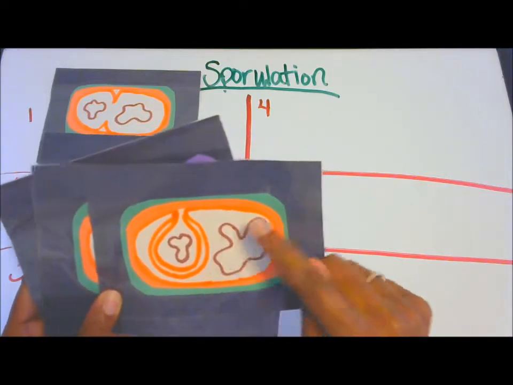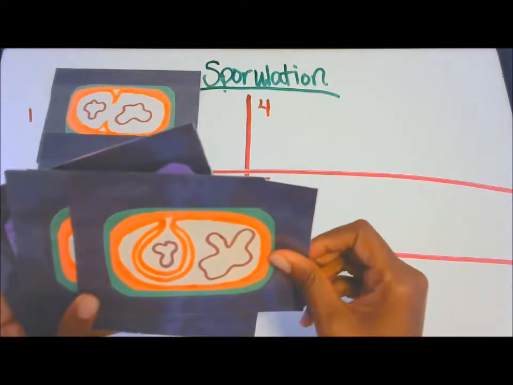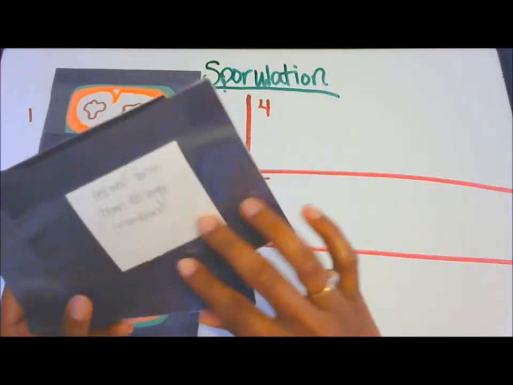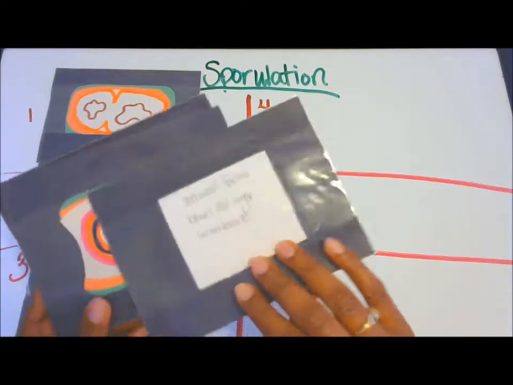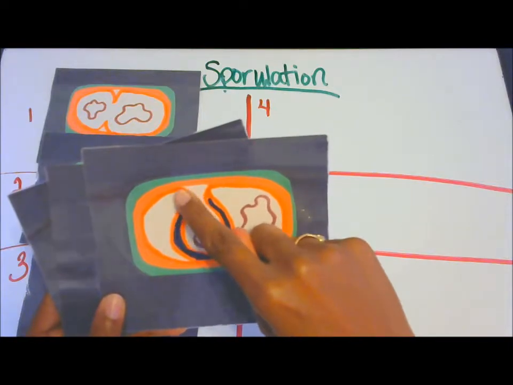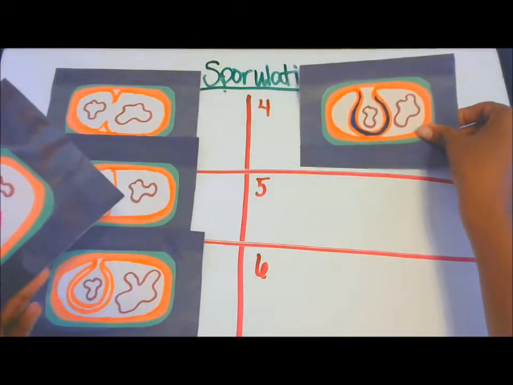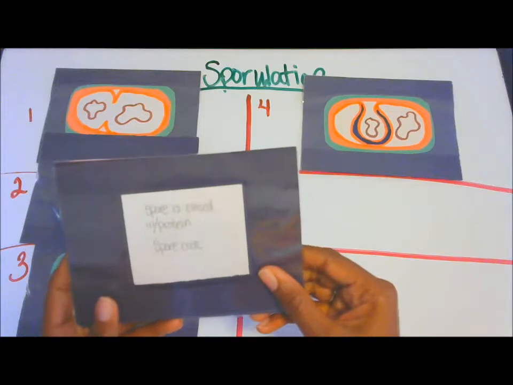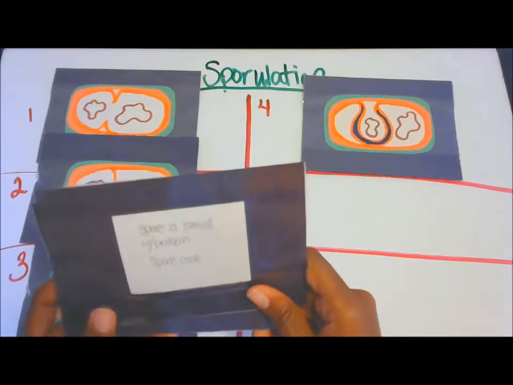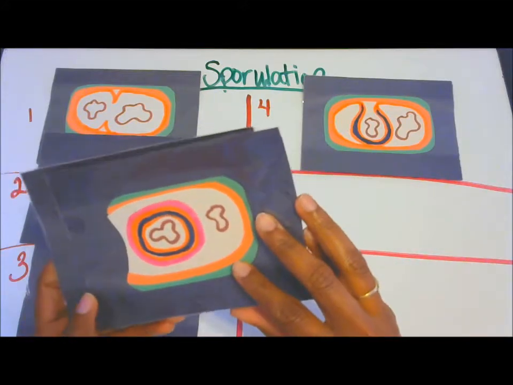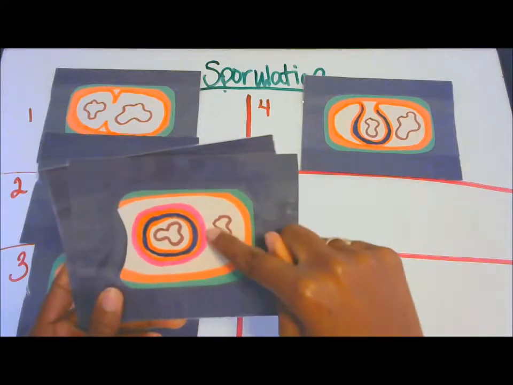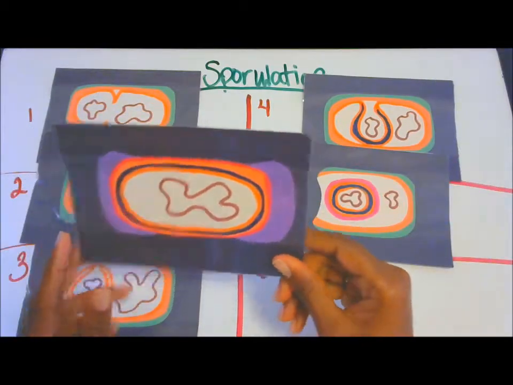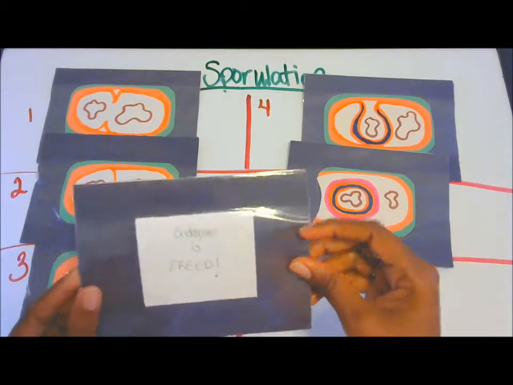It's two membranes around the newly duplicated DNA. 4, the cell wall forms between the double layer membrane. And that's here. Here, the spore is coated with a protein. This coat is called a spore coat. And lastly, the endospore is freed.